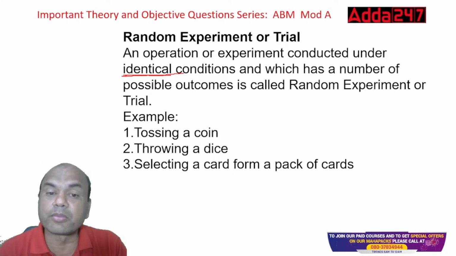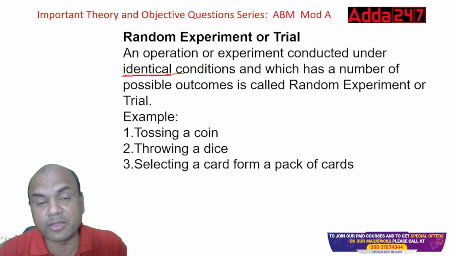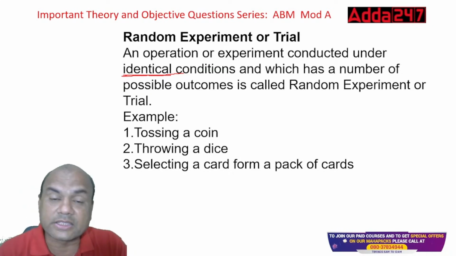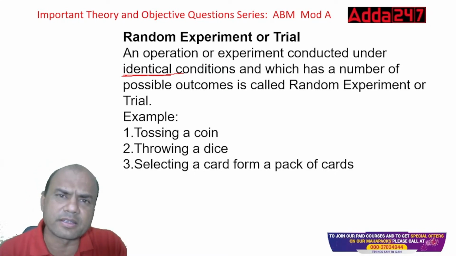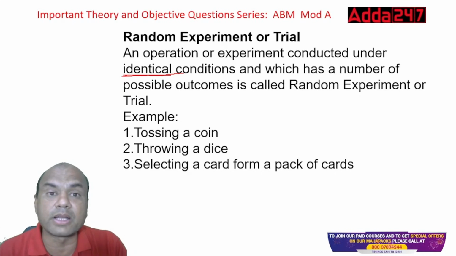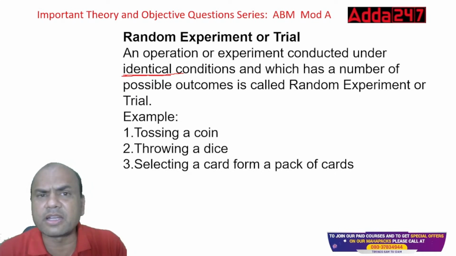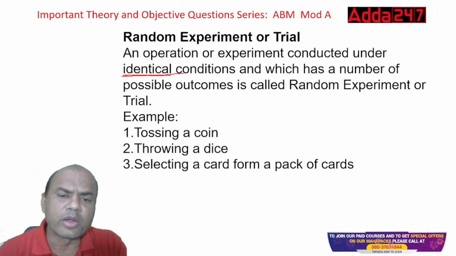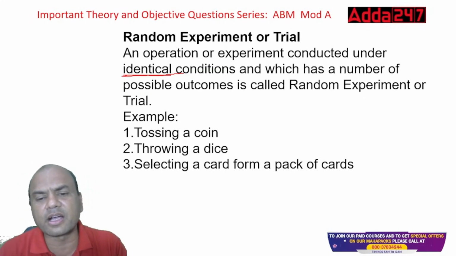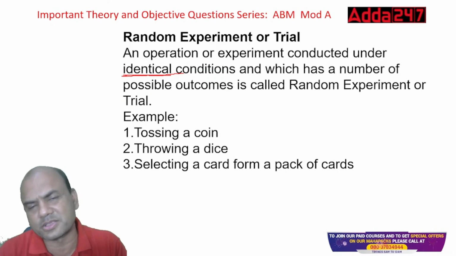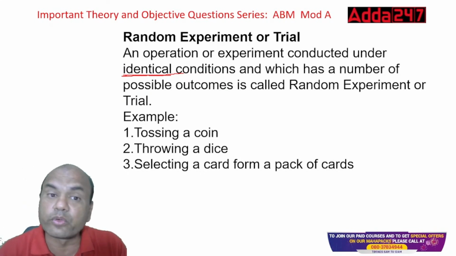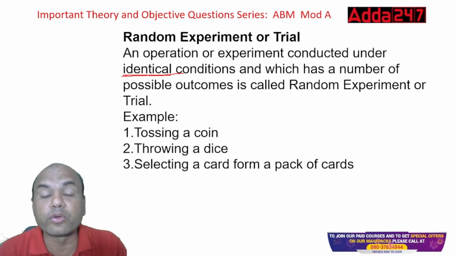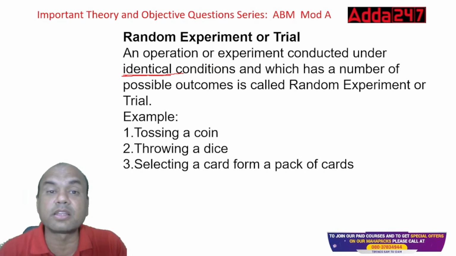Which has a number of possible outcomes, right? Possible outcomes can be anything. Chandrayaan could have crashed like Chandrayaan 2, but it succeeded. Why? Because the identical conditions were so matching. They were created in so much detail that the chance of crashing was 0%. A number of possible outcomes is called a random experiment. Tossing a coin, throwing a dice, selecting a card from a pack are all bookish examples. The latest examples are designing a COVID vaccine and designing Chandrayaan.